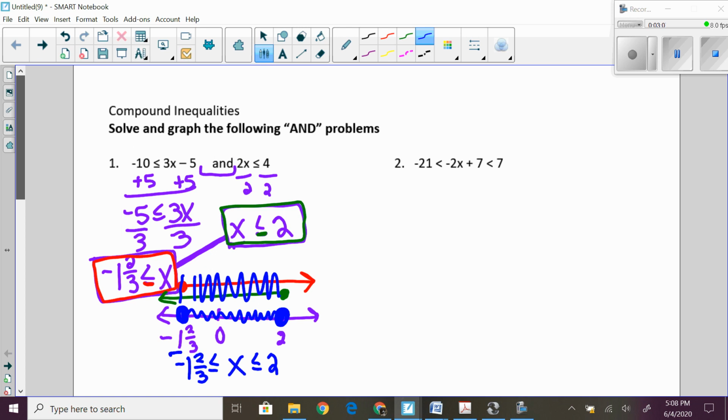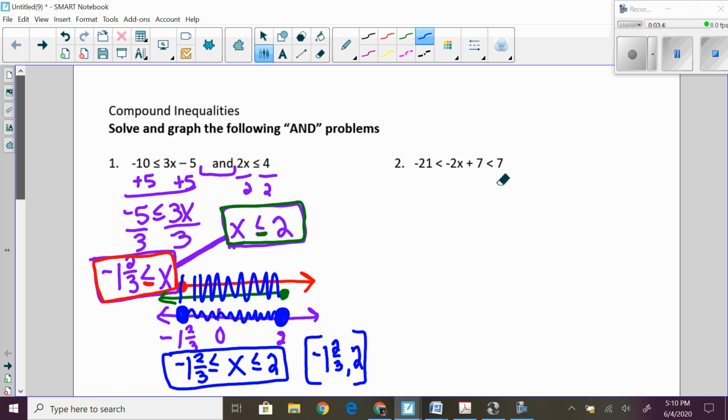Okay, so that is one way to write your solution. Another way to write it is in what we call interval notation, which basically says we are going from negative 1 2/3 until 2. And because we are including the negative 1 2/3, we put a bracket. And because we are including the 2, we put a bracket.